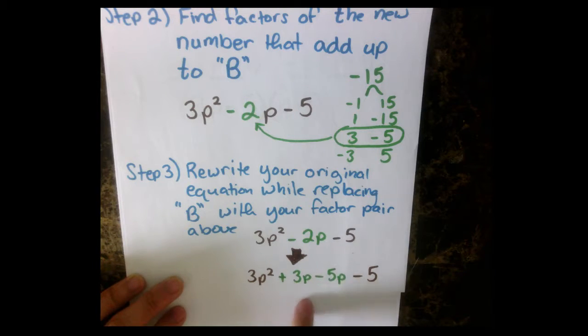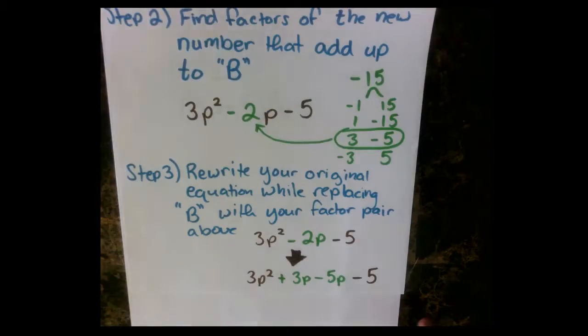It really doesn't matter. You're going to just write them however you figured it out. Alright? So that's step 3. You're just replacing that middle part. And the reason we can do this is because negative 5p plus 3p equals negative 2p. So we're not changing the equation, we're just changing the way it looks. Alright? So feel free to copy these steps down.